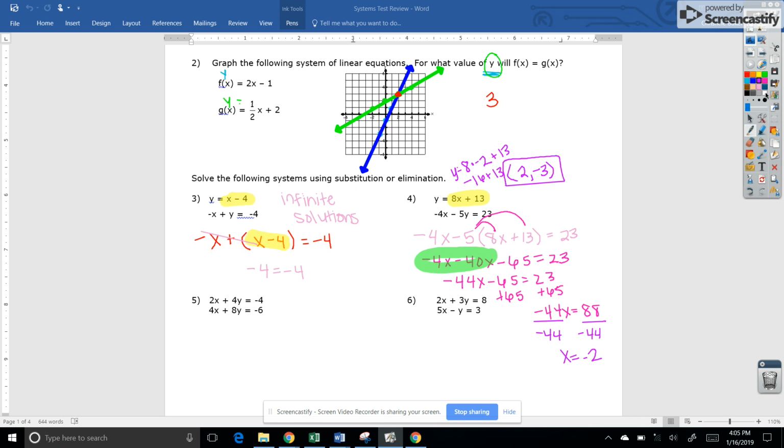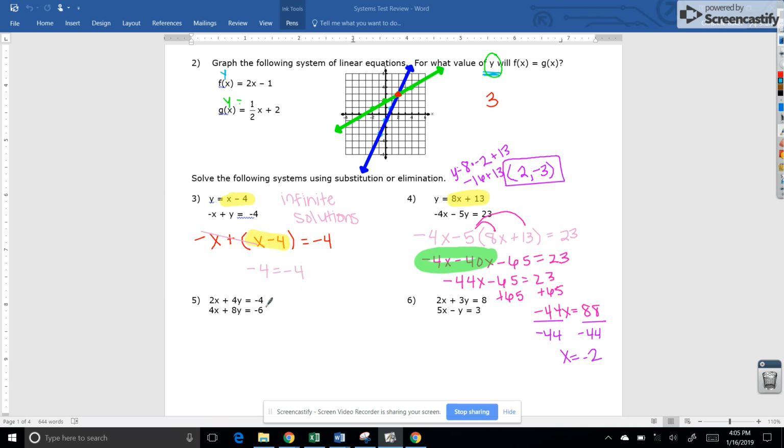In number 5, I'm set up for elimination because I have all my terms on top of each other. My x's are lined up, my y's are lined up, my constants are lined up. But now I have to determine whether or not I want to cancel out the x first or eliminate the y first. It doesn't matter, whichever one seems easier.